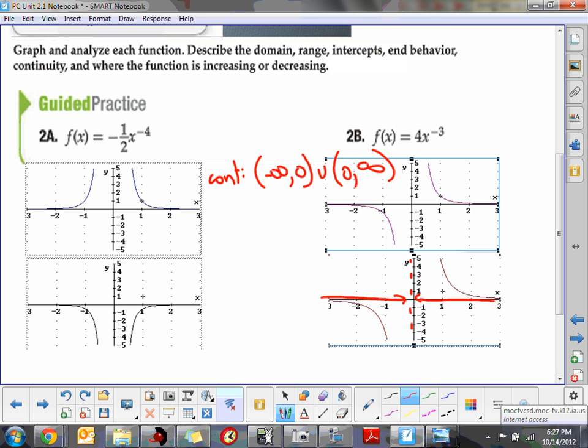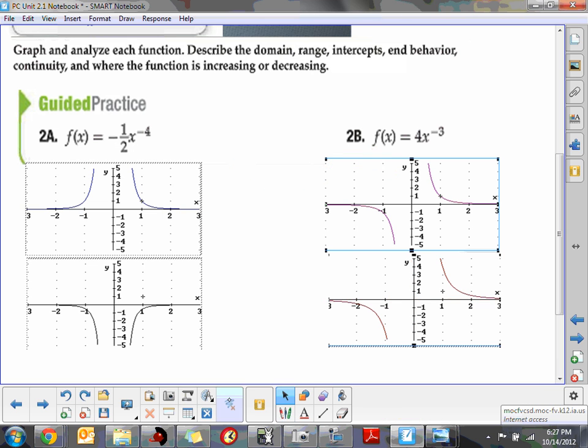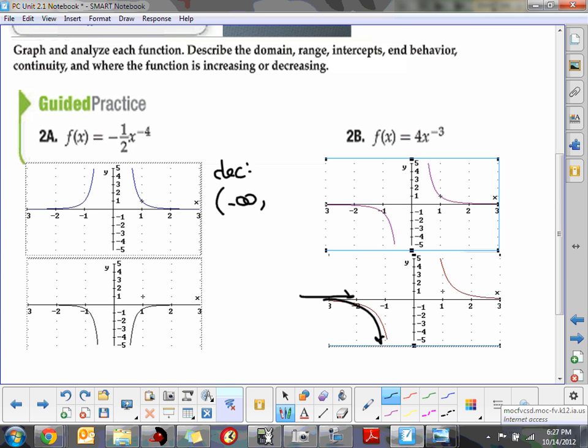And where is the function increasing or decreasing? So let's take a look at our graph. Let's read it from left to right. As we go from the left to the right, as our x's get bigger, our graph is going downhill. So it's decreasing on the interval from negative infinity all the way up to, but not including, 0.